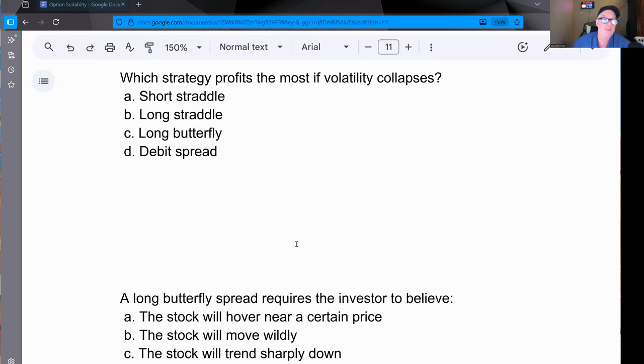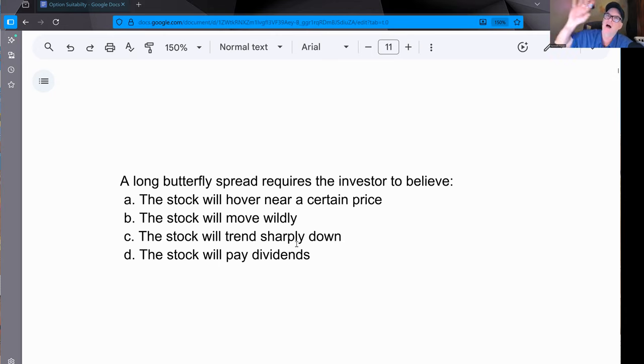Okay, here. Oh, look at this. A long butterfly spread requires the investor to believe. Remember, long butterflies believe that the market will not move, because the options you buy will offset the ones you sell, and then you keep the money. Hopefully, they all expire, and you make more on the ones you sell than you lose on the ones you buy. So you're looking for it to hover near a certain price, which is known as stability.